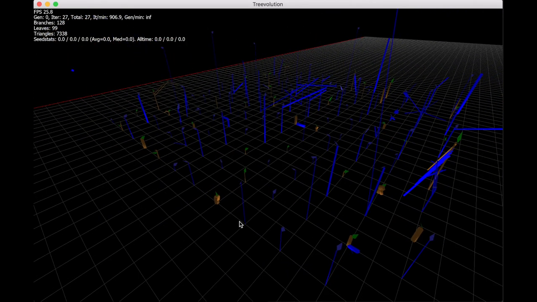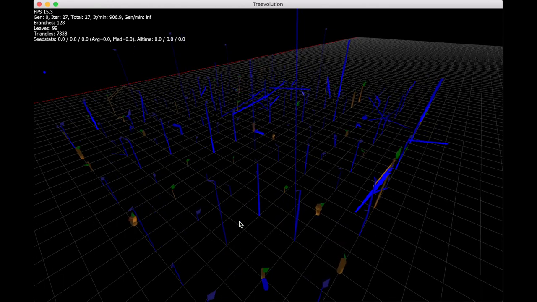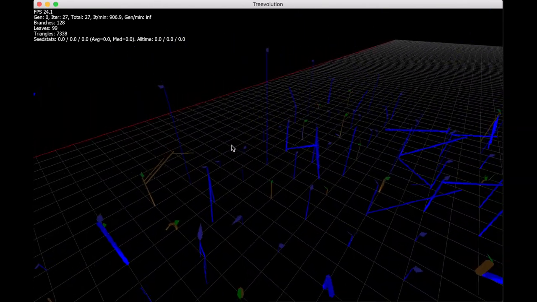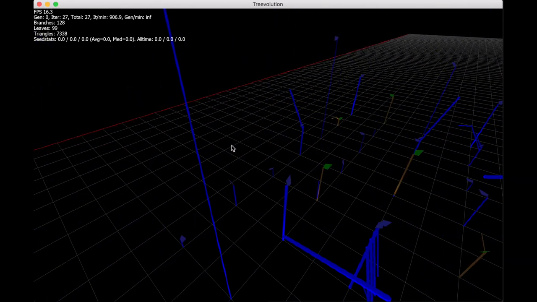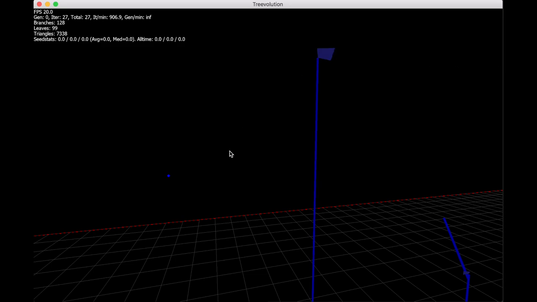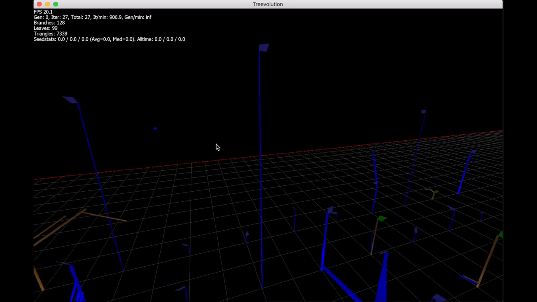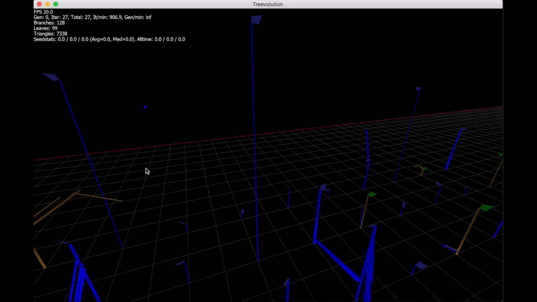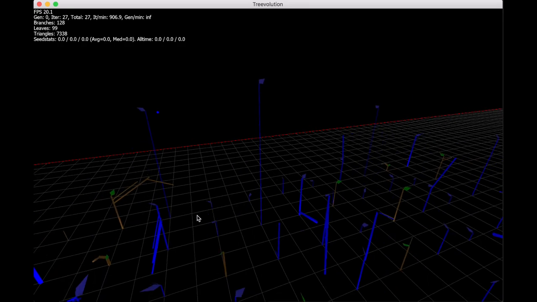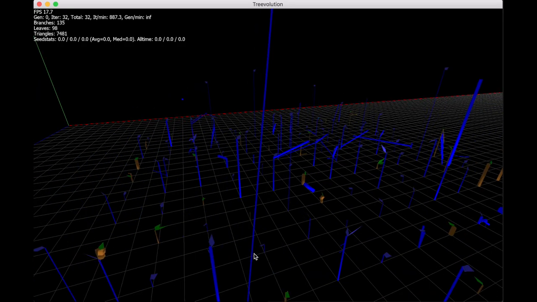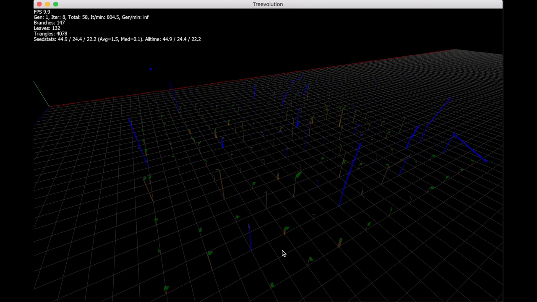And there are also other sorts of physical constraints, like this tree probably died because the branch became too long compared to its width, so we simulate a broken branch. And if the trunk breaks, the whole tree dies. So there are lots of ghost trees here. Let's see if it gets better after a while. We'll start playing again.